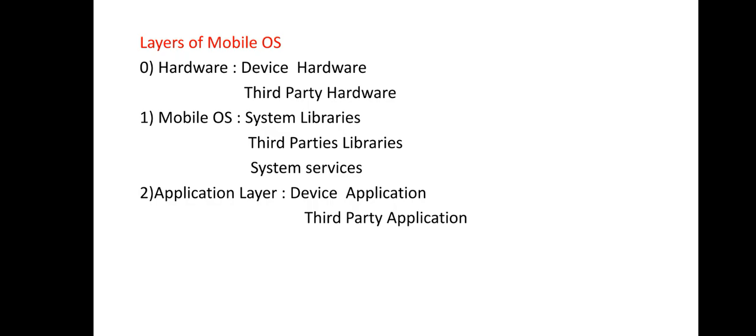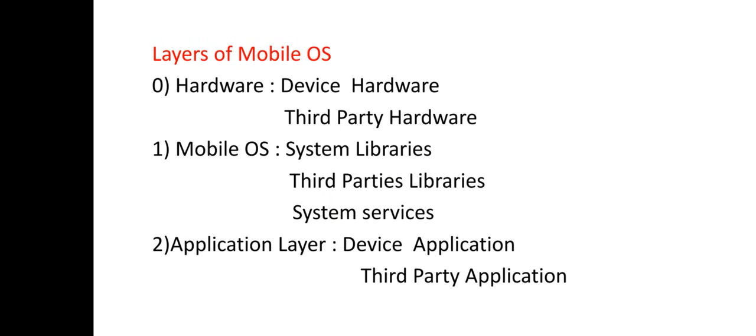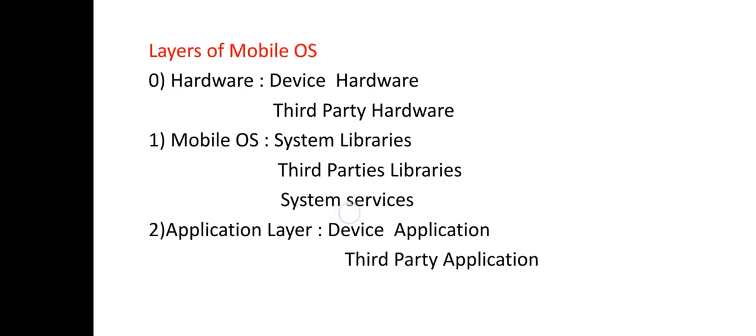The application layer can contain device applications and third party applications. The second layer is the mobile operating system layer, which contains system libraries, third party libraries, and system services. And the last, bottom layer is the hardware layer, which contains device hardware and third party hardware. This is basically the architecture of the mobile operating system.